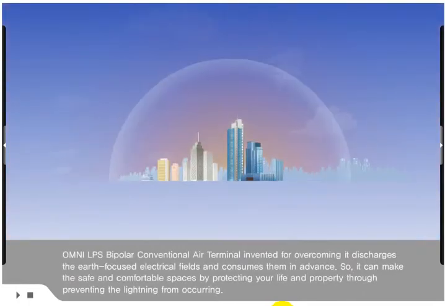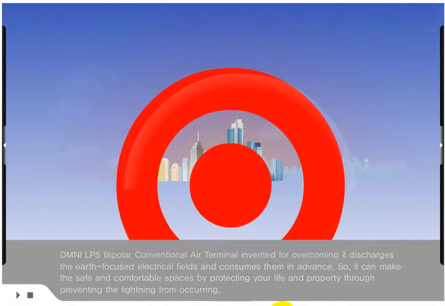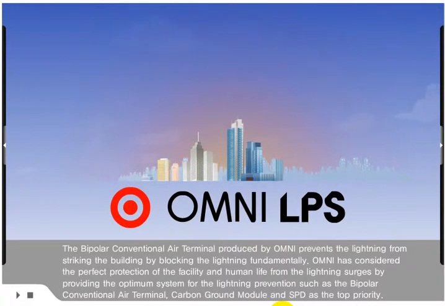The Omni-LPS bipolar conventional air terminal, invented for overcoming it, discharges the earth-focused electrical fields and consumes them in advance, so it can make safe and comfortable spaces by protecting your life and property through preventing the lightning from occurring. The conventional air terminal produced by Omni prevents the lightning from striking the building by blocking the lightning fundamentally.